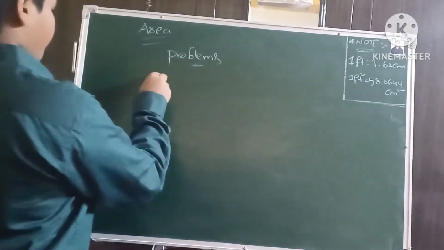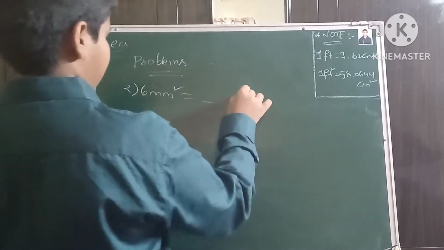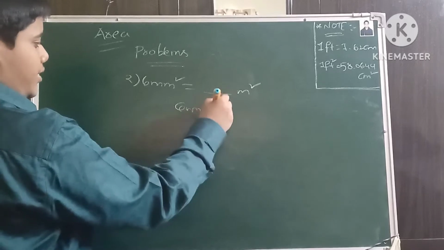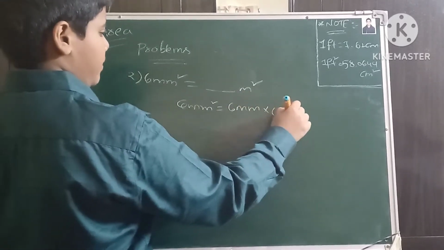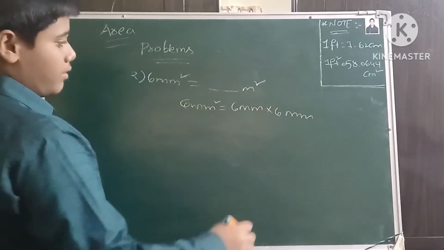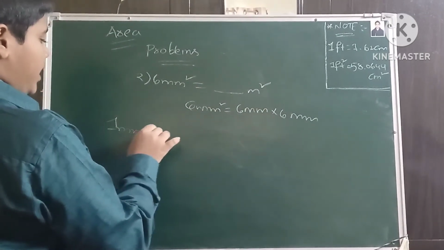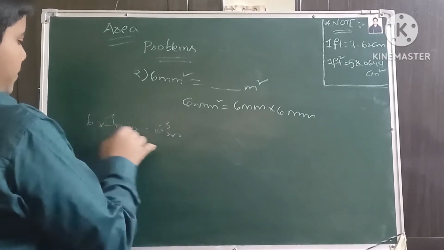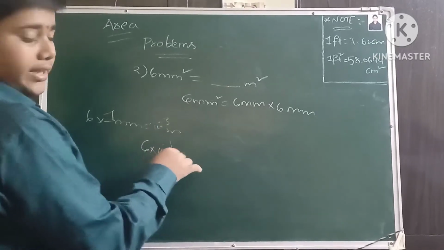Next question. 6 millimeter square is equal to dash meter square. Here, 6 millimeter square is equal to 6 millimeter into 6 millimeter. So here 1 millimeter is equal to 10 to the power of minus 3 meters. So here into 6 multiplied, so here also 6 into 10 to the power of minus 3 meters.